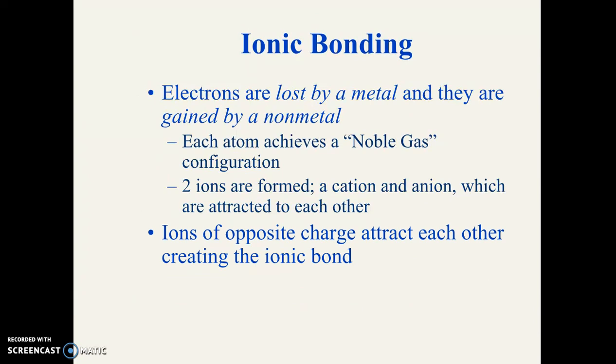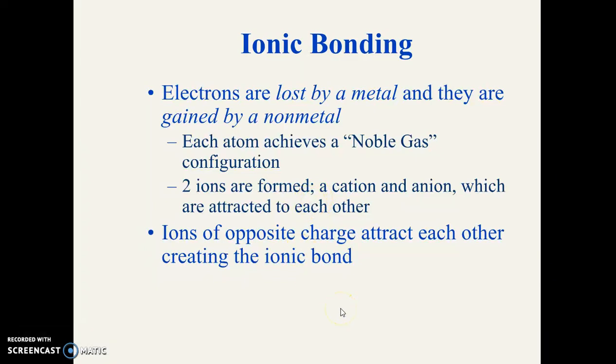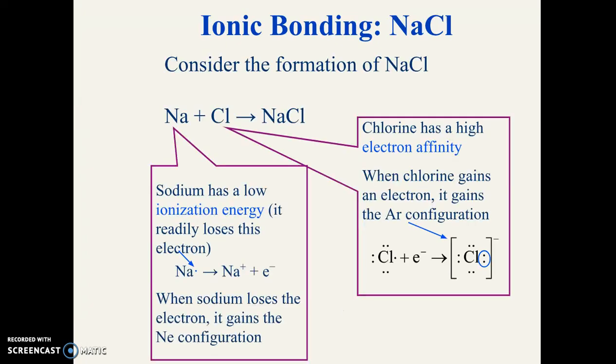And then you have 2 ions that are formed, a cation and an anion. The cation is positive, the anion is negative, or the cation is the metal and the anion is the nonmetal, and then they're attracted to each other. And that's what creates the ionic bond. So this next slide is going to kind of take you through an example of this.